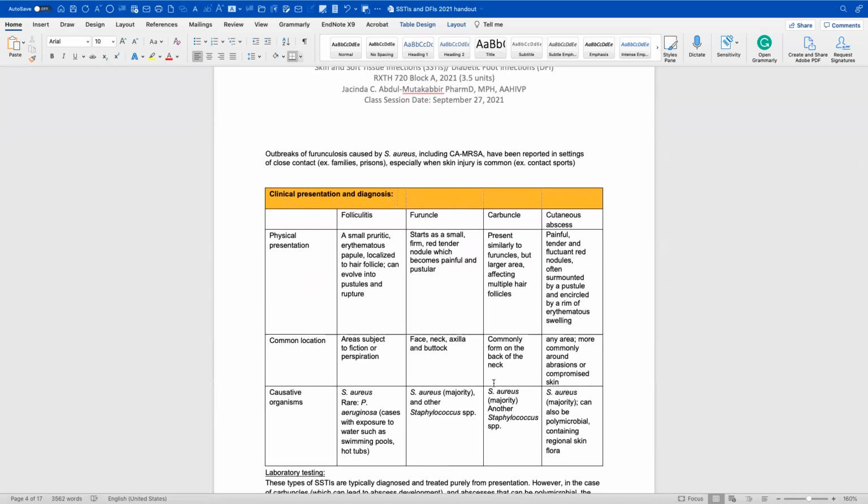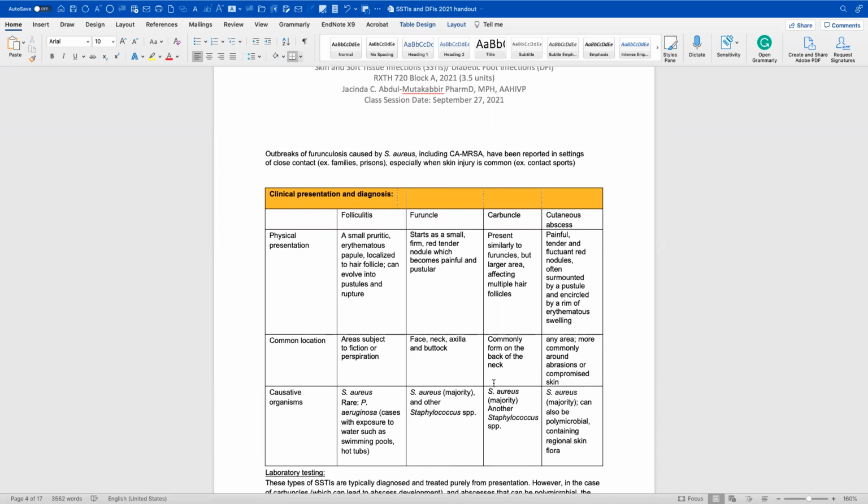So folliculitis can be a small pruritic erythematous papule localized to the hair follicle, and can evolve into pustules or rupture. A common location is areas subject to friction or perspiration or sweating. So causative organisms can include Staph aureus. In rare cases, it can be Pseudomonas, and that can be in cases in which there are swimming pools, hot tubs, things like that.